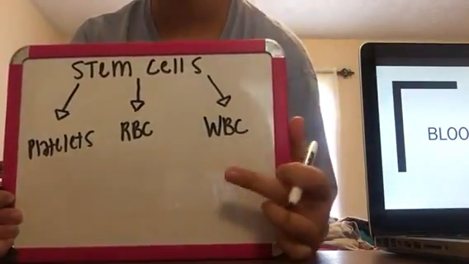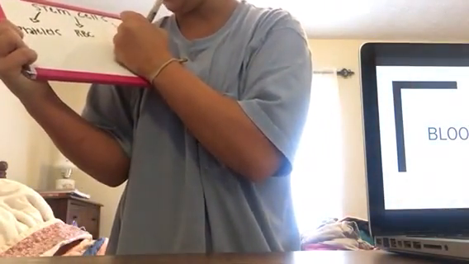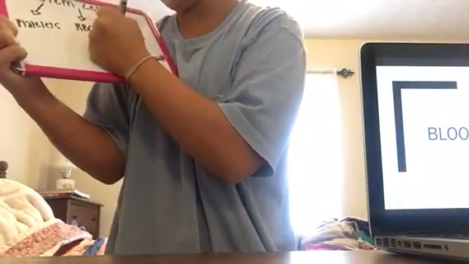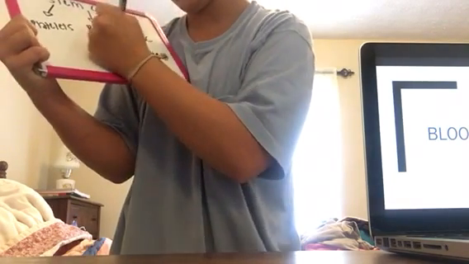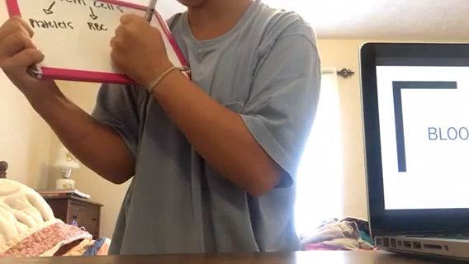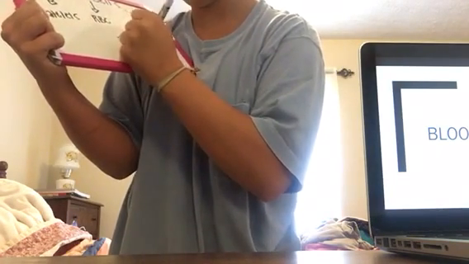So then from there, our white blood cells break into 3 different subcategories. And these include lymphocytes, monocytes, and granulocytes.